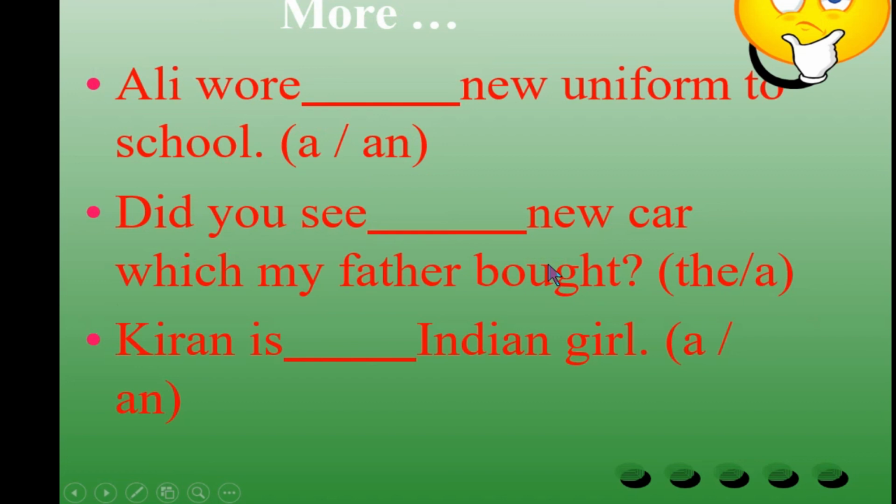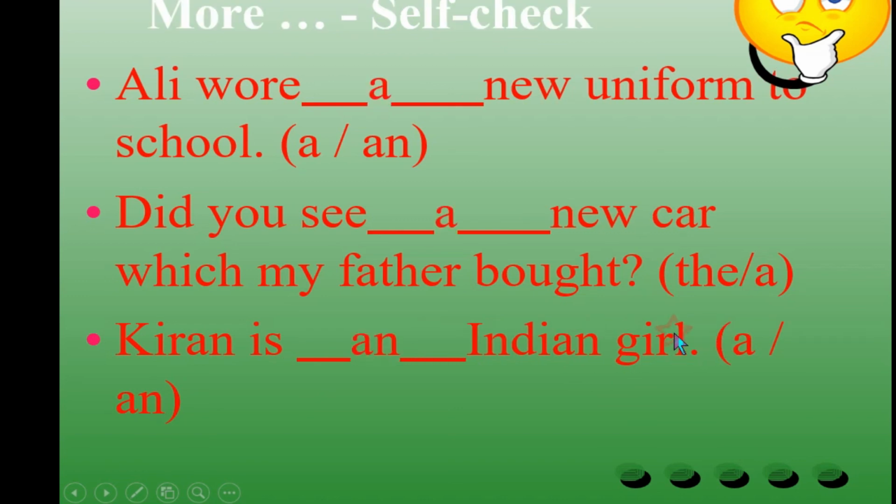More, please. Ali wore a new uniform to school. Did you see a new car which my father bought? Kiran is an Indian girl. So on. Yeah. Ali wore a new uniform to school. Did you see a new car which my father bought? Kiran is an Indian girl. So that's it, an Indian girl.